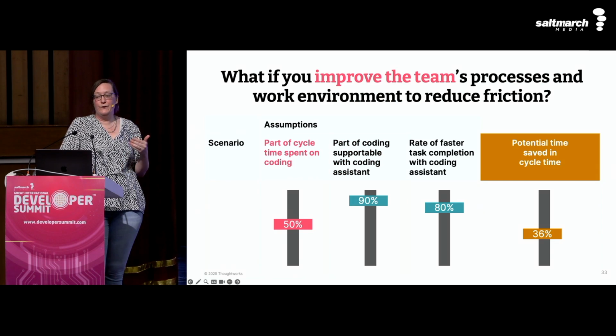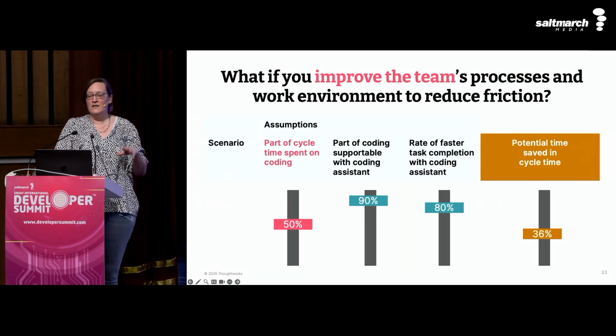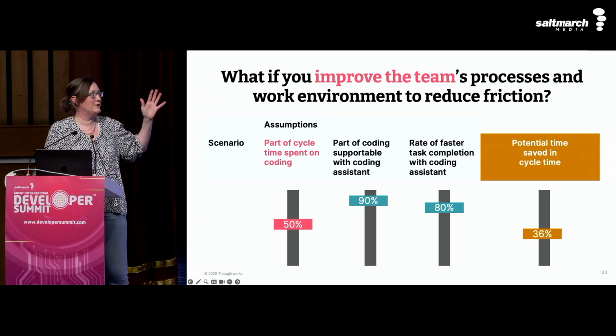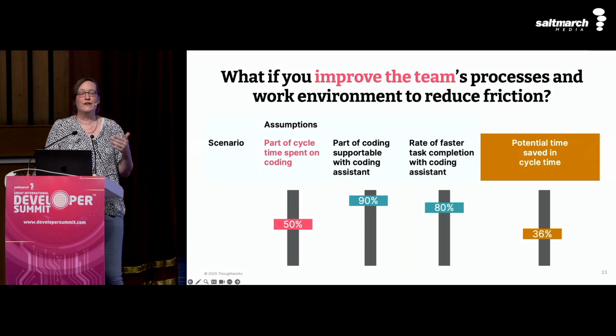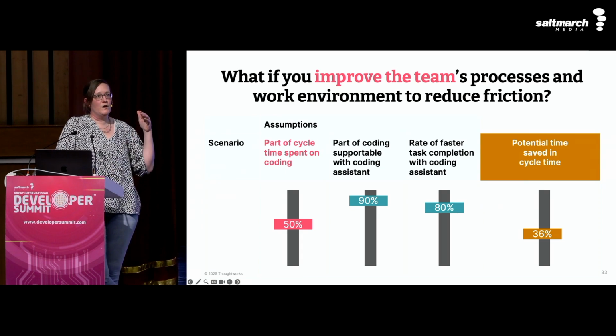And then finally, what if you improve the team's processes and work environment to reduce friction so they can actually spend even more of their cycle time on coding, right? So I'm showing you these to also show that AI is not the only solution. Some of these things you cannot fix with AI. They are problems that we've always had about friction on teams. Coding is not everything.